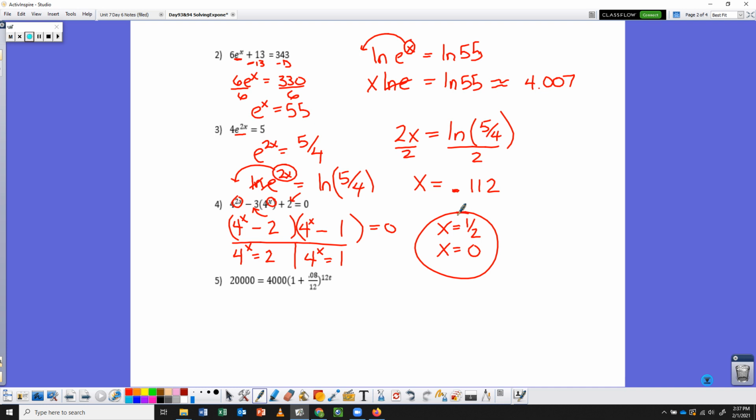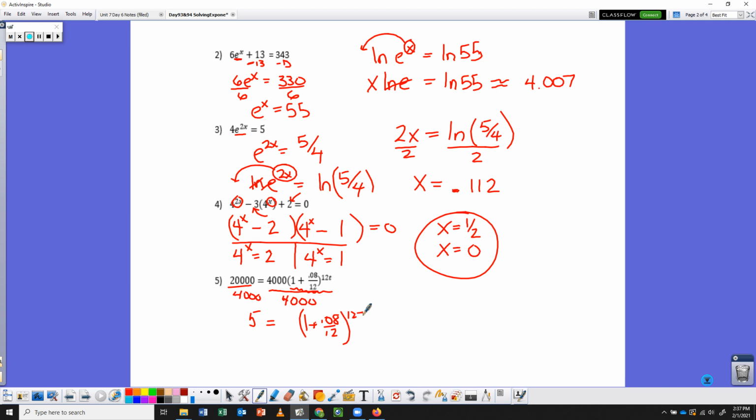All right, last one, number 5. The exponential in this problem is all of that stuff in the parentheses. So 1 plus 0.08 divided by 12 is my base, and it's raised to the 12t power. So the only part of that equation that I don't want to have still over on the right-hand side is the 4,000. It's currently being attached by multiplication, so I'm going to have to divide by 4,000 on both sides of the equation to get rid of that. 20,000 divided by 4,000 is 5. So 5 equals this 1 plus 0.08 divided by 12 raised to the 12t power.